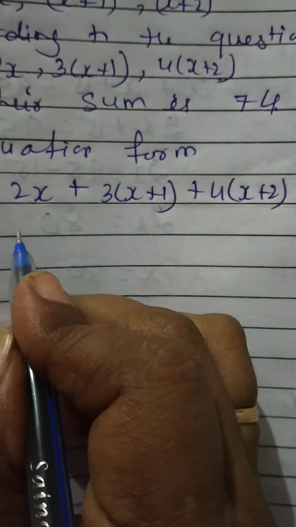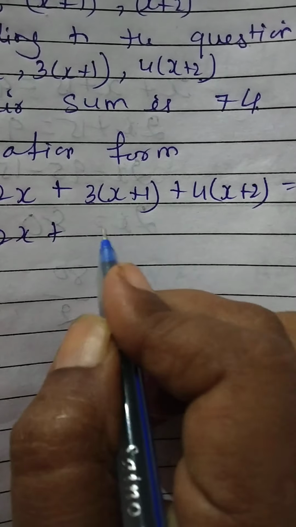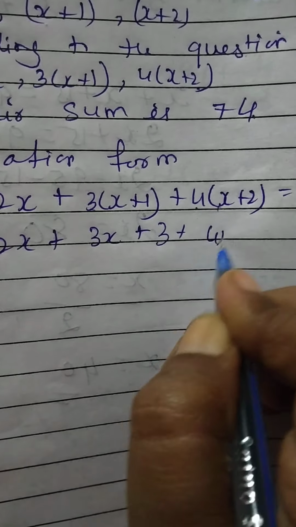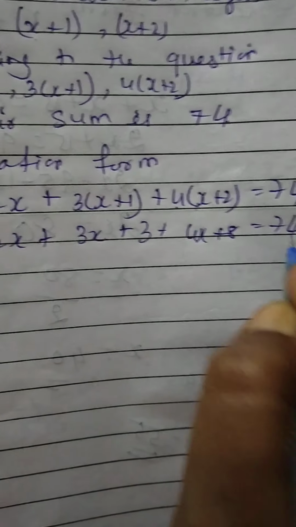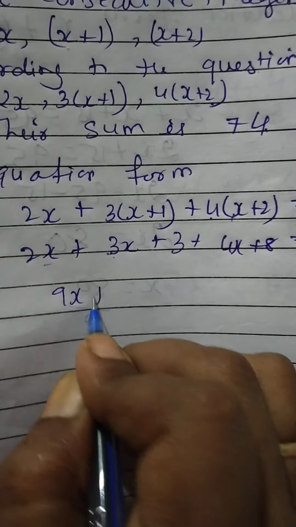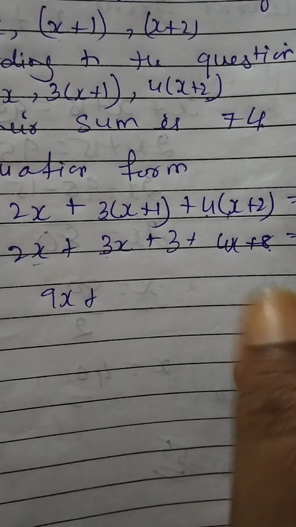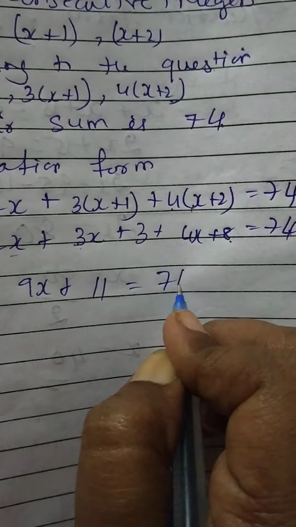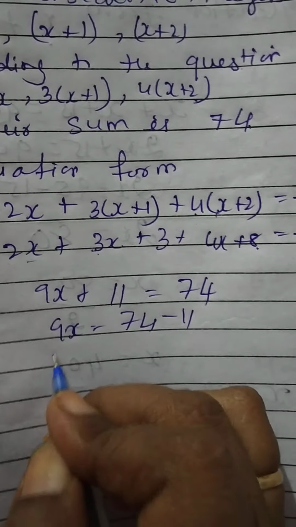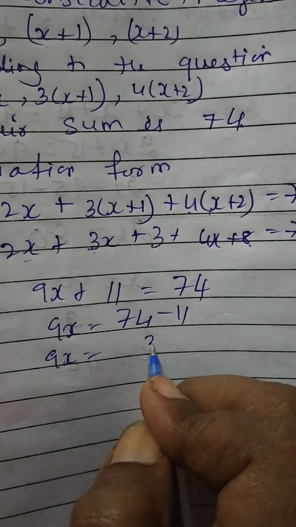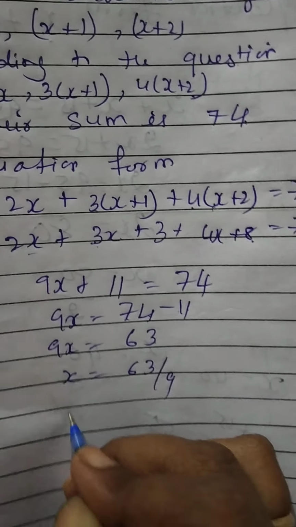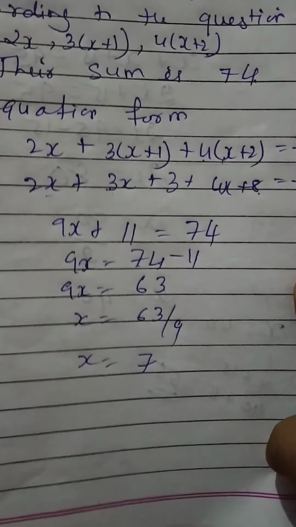Okay, now we have to solve it. So 2x plus 3 into x plus 1 is 3x plus 3, then 4x plus 8, is equal to 74. The x terms: 2 plus 3 plus 4 is 9x, and 3 plus 8 is 11, equal to 74. Okay, 9x is equal to 74 minus 11, that is 63. So x is equal to 63 by 9, x is equal to 7.